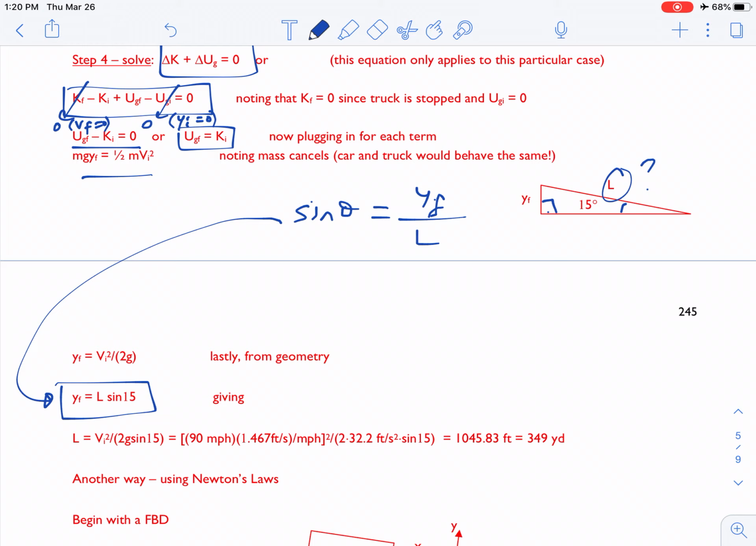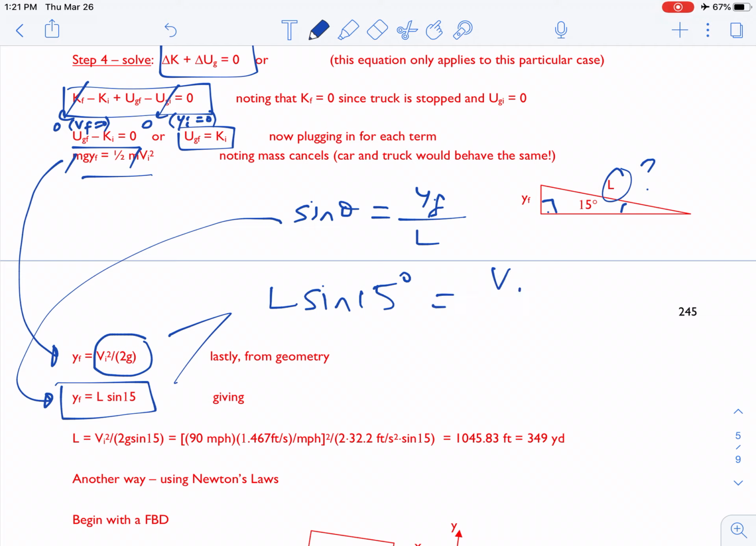So that's one thing, and from this equation you can also rearrange y final and divide both sides by mg. M is going to cancel out anyway, divide by g, so that's what you get on the right side. And from the geometry, you have this relation between y and L. To be able to solve for L, you are going to say that these two are the same thing. So first, L sine theta, or 15 degrees now, equals V initial squared divided by 2g. Okay, and then you can leave L by itself.